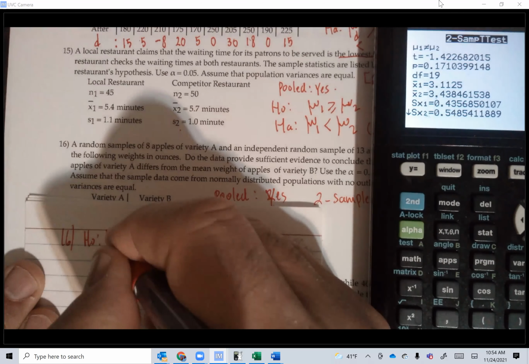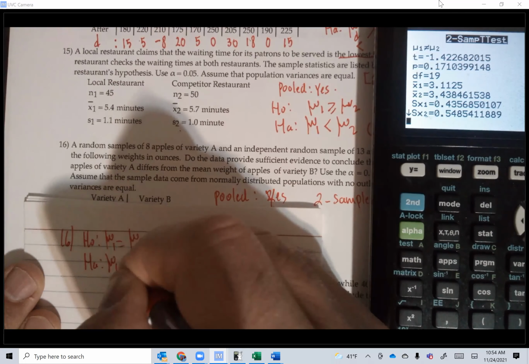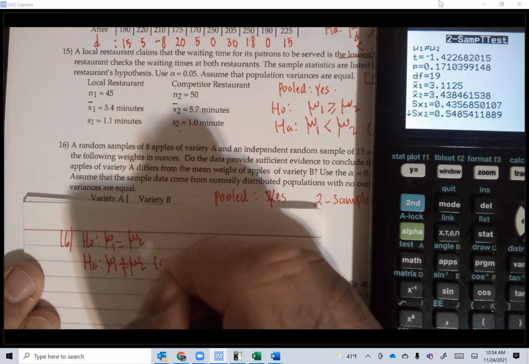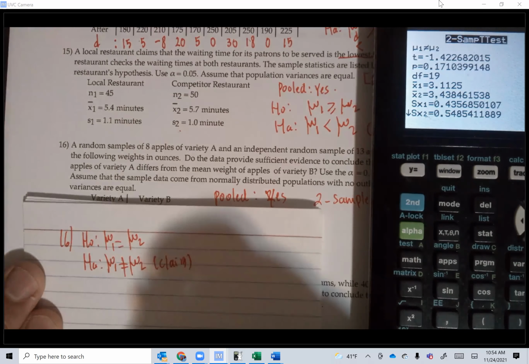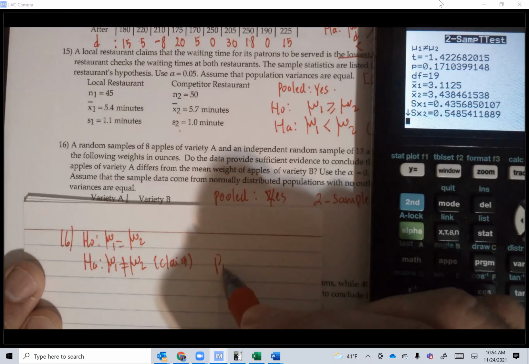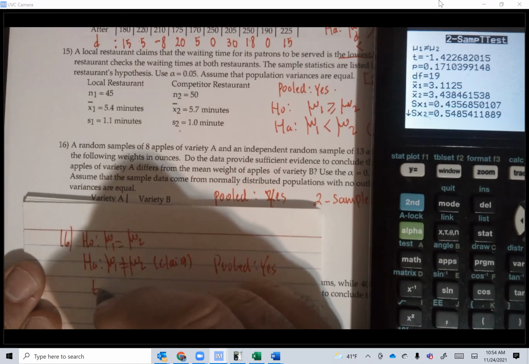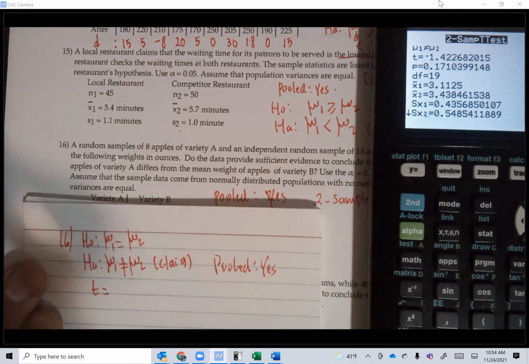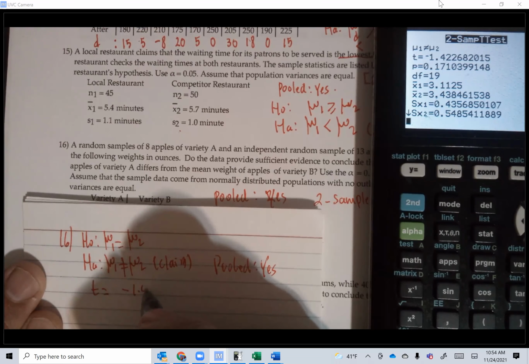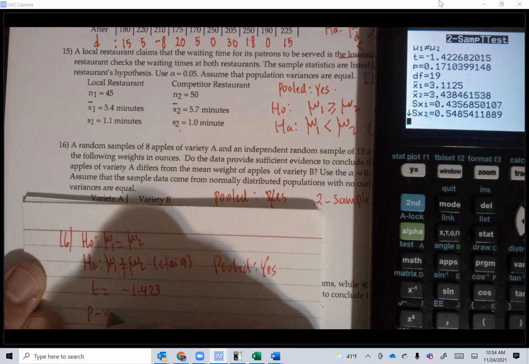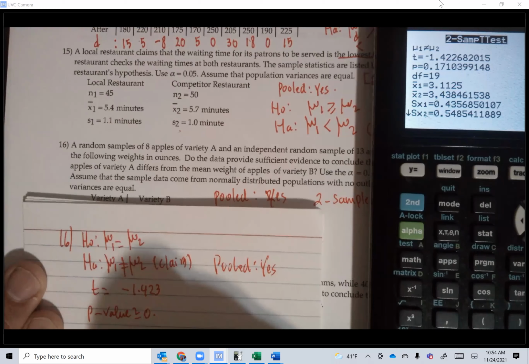H0: mu1 equals mu2. HA: mu1 not equal to mu2. That's a claim. Very important to identify where the claim is. And we said pooled is yes. So T is negative 1.4223. P-value, guys, is 0.1710.